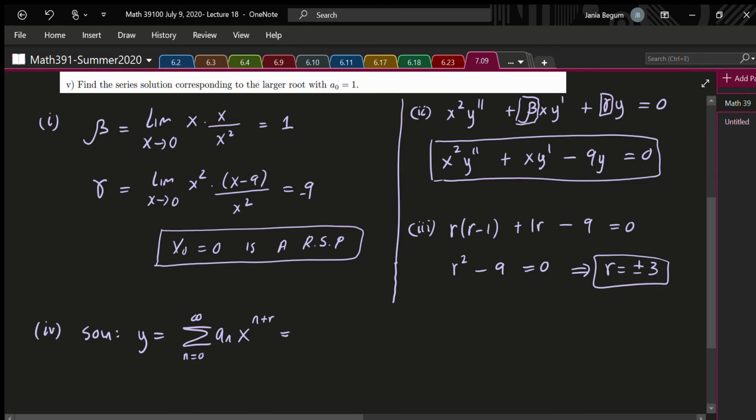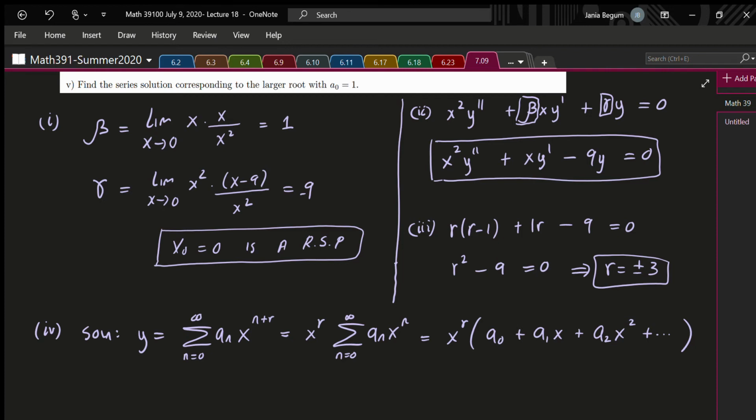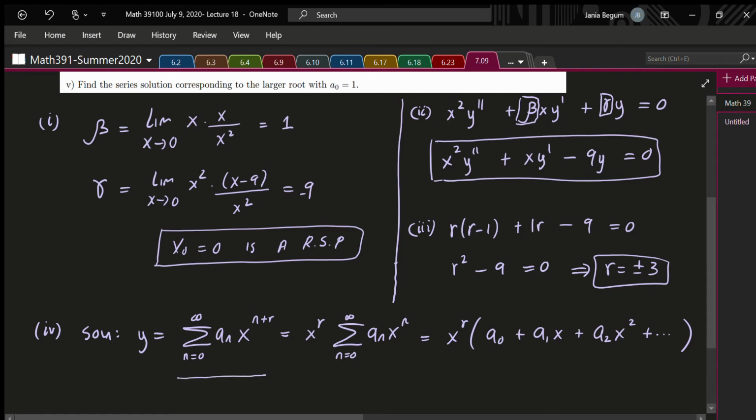And if I were to write out some of the terms of this series, I'm going to factor out x to the r, and then we have the sum n equals 0 to infinity a_n x to the n. If you were to write that in power series expanded form, you would have x to the r times (a0 plus a1 x plus a2 x squared plus and so on). So that's how the solution would look if you were to expand it out and write out some of the terms, or if you want it in a condensed form, then you can just leave it in this form right here.